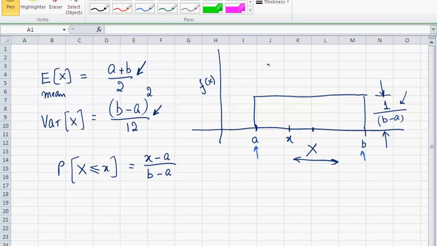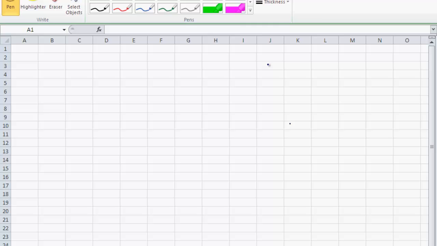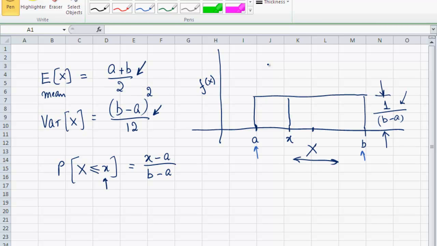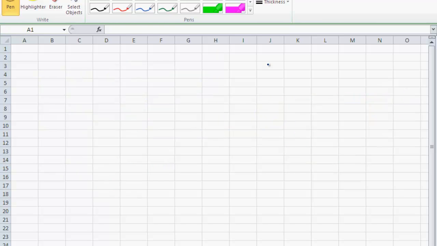And just like we had for the United Airlines case, if I want the probability of the value being less than a certain amount x, so here's my value x, if I want the probability of the random variable being less than or equal to x, then that is simply this shaded area that I have drawn.